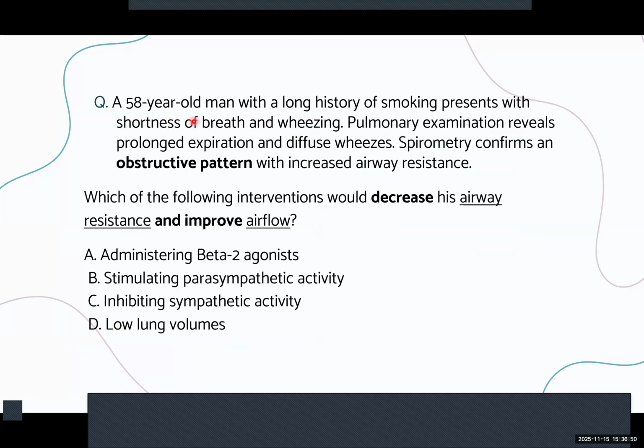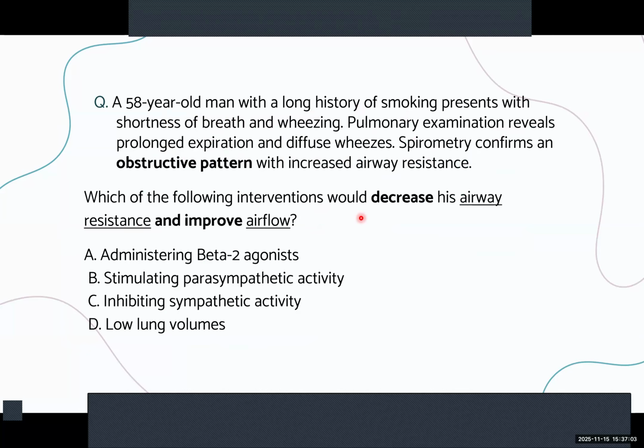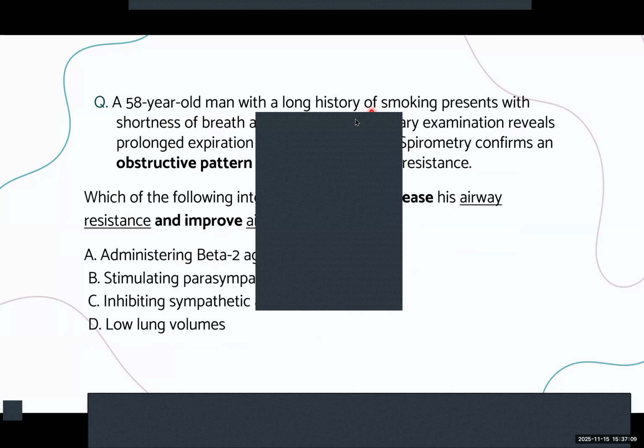So we have a 58-year-old man with a long history of smoking, presenting with shortness of breath and wheezing. Pulmonary examination reveals prolonged expiration and diffuse wheezes. Spirometry confirms an obstructive pattern with increased airway resistance. Which of the following interventions would decrease his airway resistance and improve airflow? Yep, correct. The answer is A.